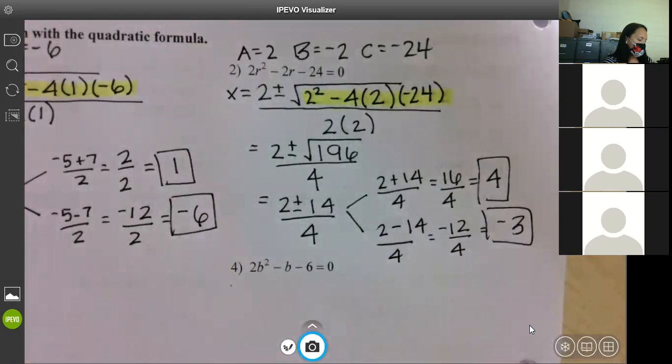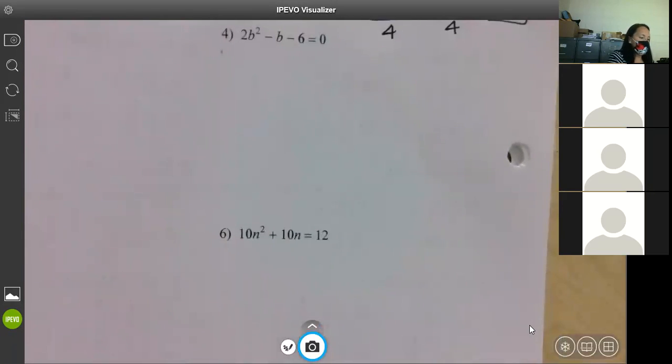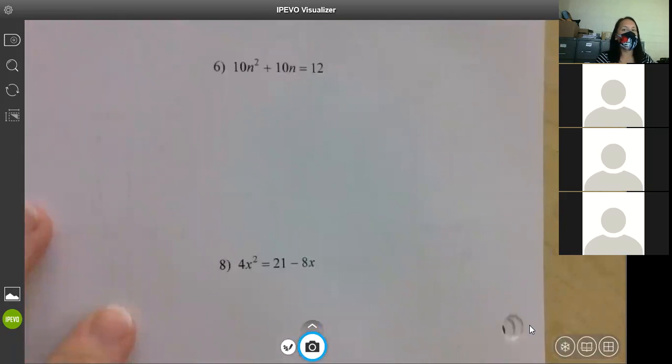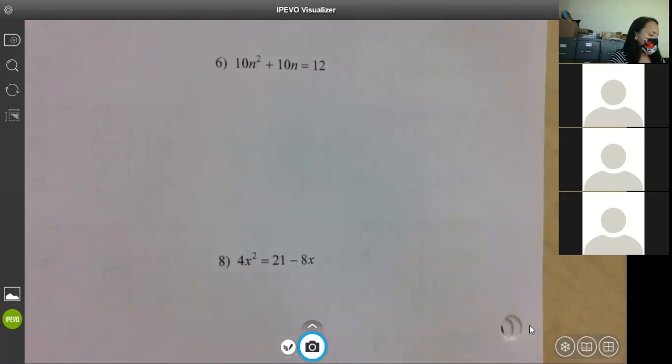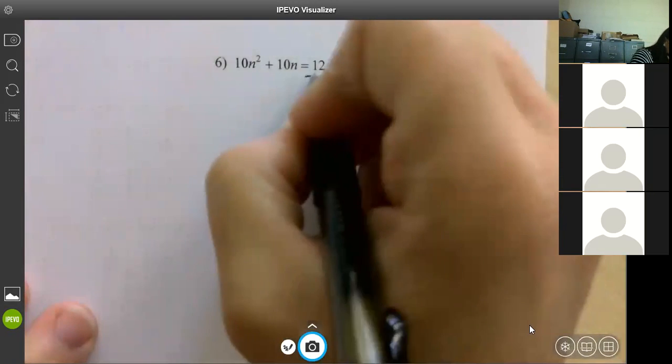All right, I want to move down to number 6. Number 6. What's wrong with this one? 12's on the other side. So we need to move it over and we're going to subtract it.